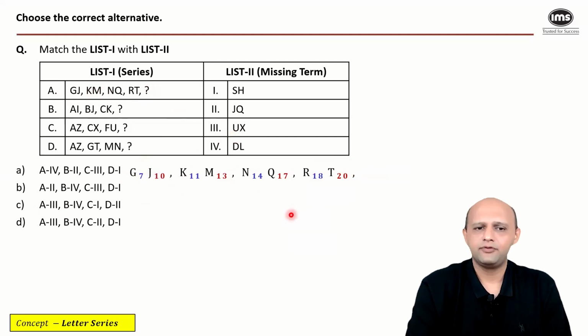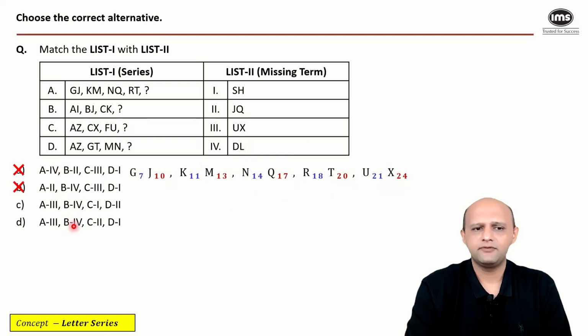And if you look at the second letter also, this is plus 3, plus 4, plus 3. So next should be plus 4. What is plus 4? 20 plus 4 is 24. 24 is X. So therefore, the following pair is going to be UX. Now, once you figure out that A maps with the third one, you can very well eliminate option 1 and option 2 and only focus on 3 and 4.